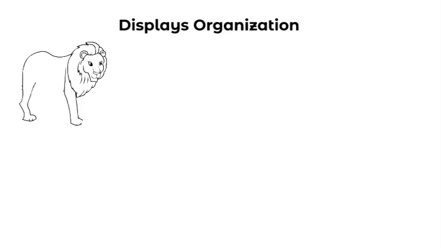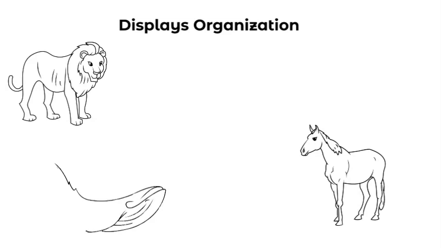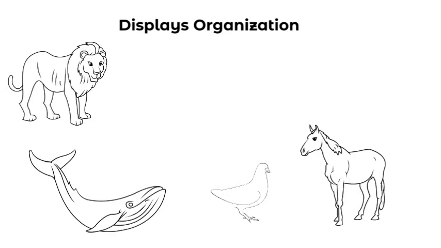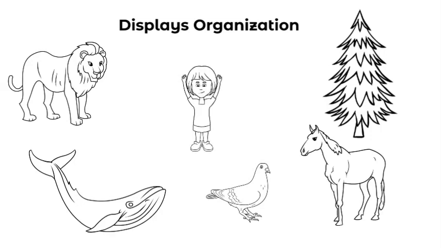So, displays organization. This is a little different than we normally think about organization. It's not about being neat and orderly. It's about how living organisms are put together in very specific ways. So that if I say lion, horse, whale, bird, tree, or even human, you have an idea of what those look like because you know what their body plans are. You know what you would expect to see in that living organism. That's not true if we give you examples of things that are non living. There are many different kinds of rocks, for example, many ways you could represent water. Living things have distinct body plans.